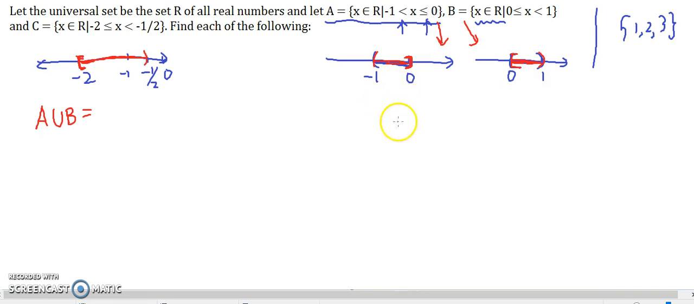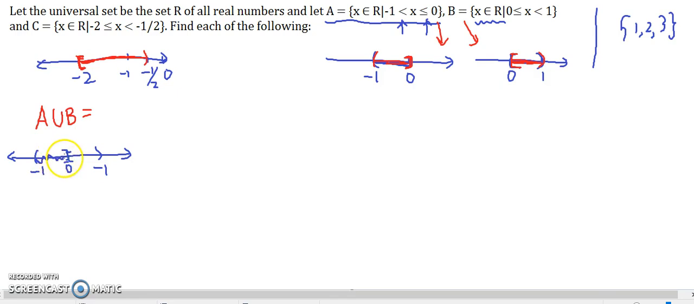So let's describe it. I'm going to draw another number line here. Maybe I put it over here. First of all, let's draw all the numbers in A. That's between -1 and 0, including 0. And then we draw all numbers in B. That's from 0, including 0 again, to 1. As we can see, 0 is in both of them. Of course, it's going to be in the union.